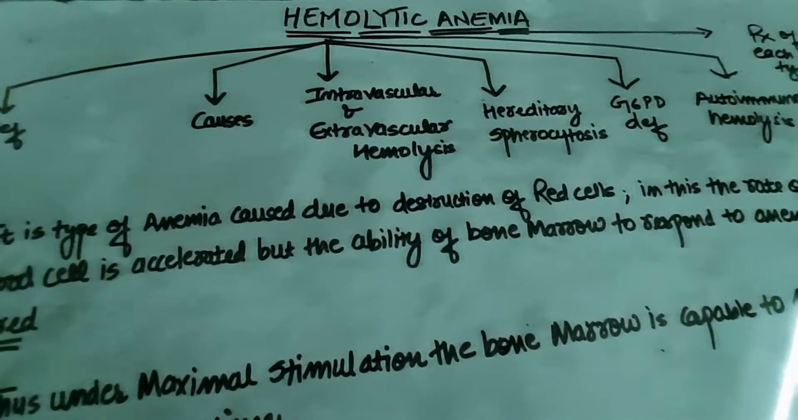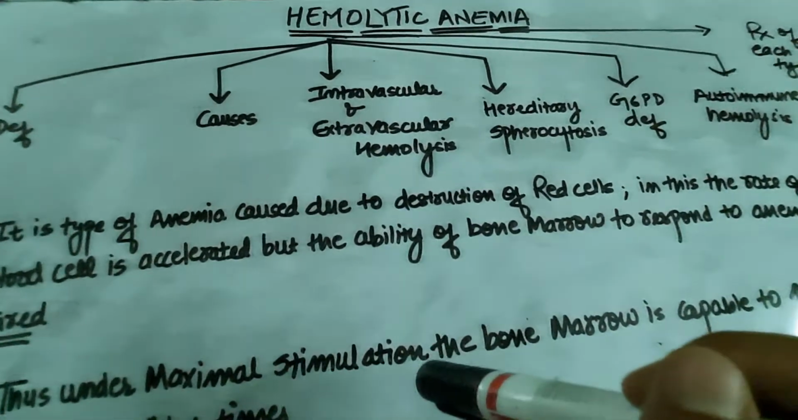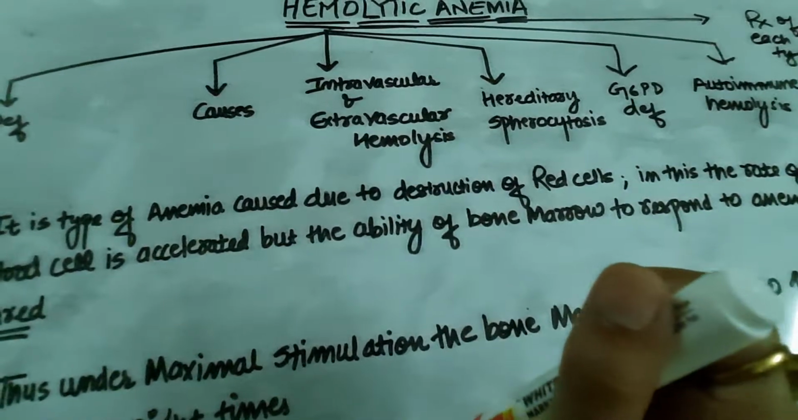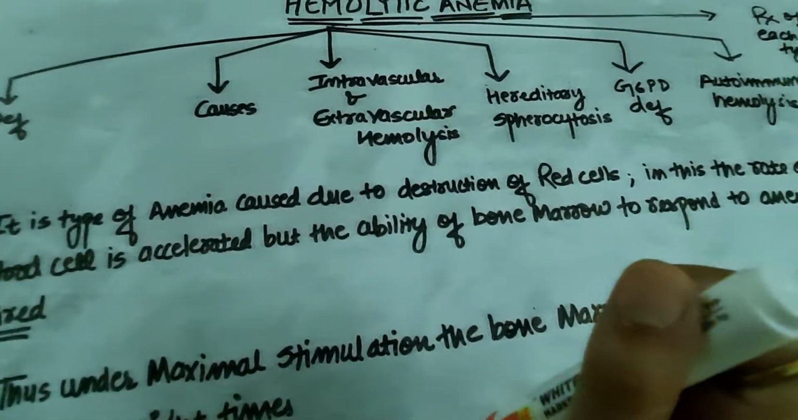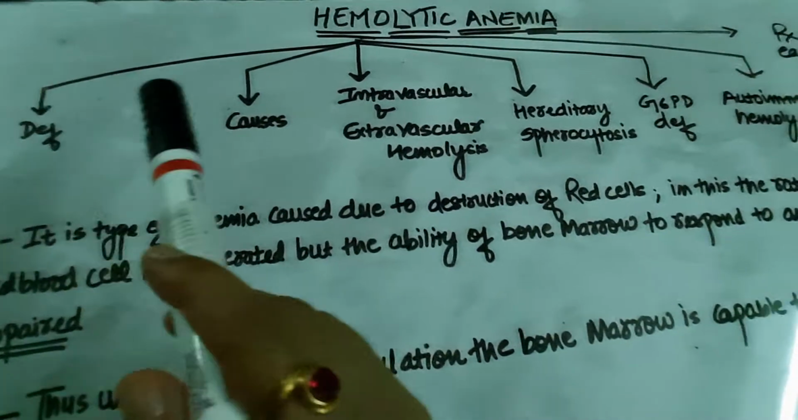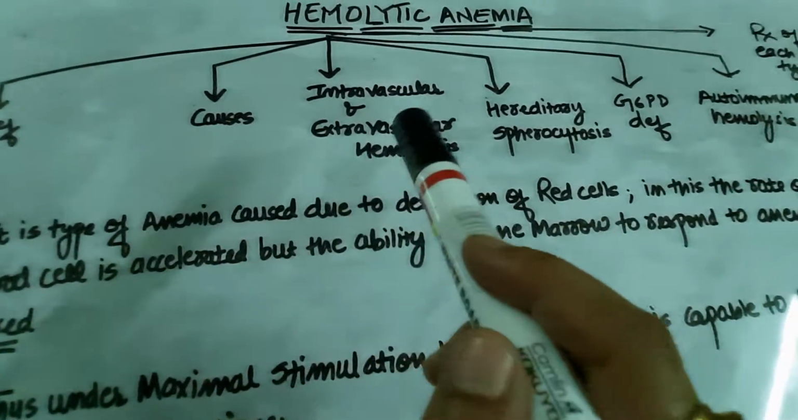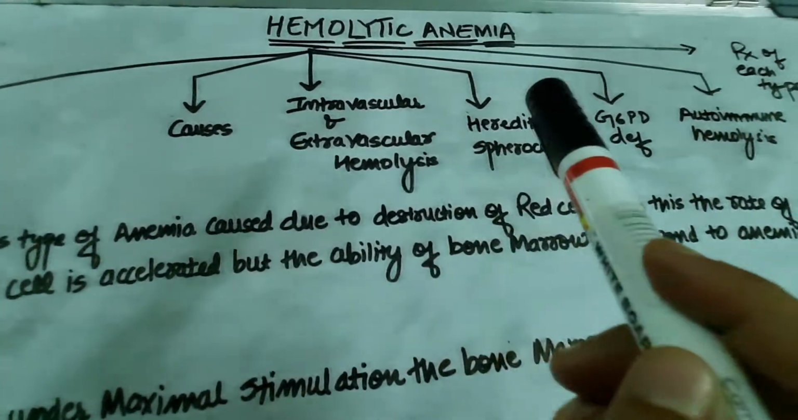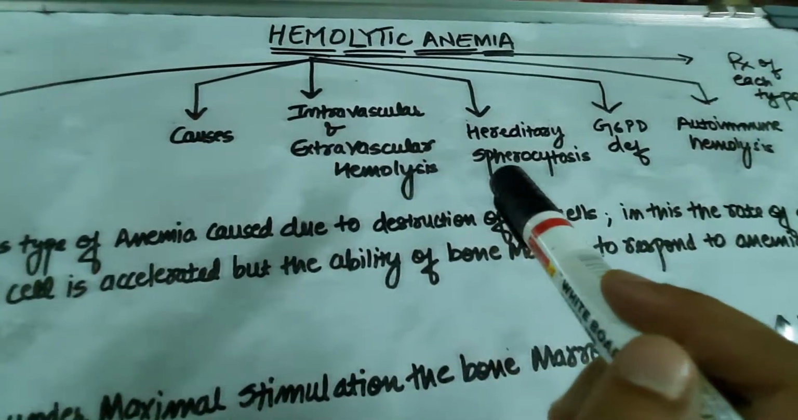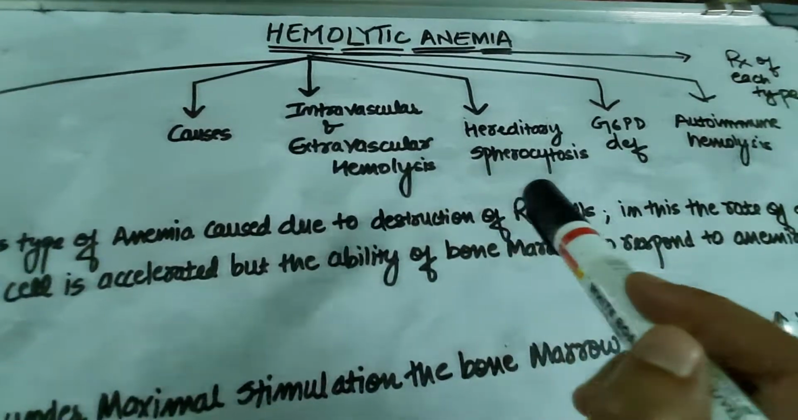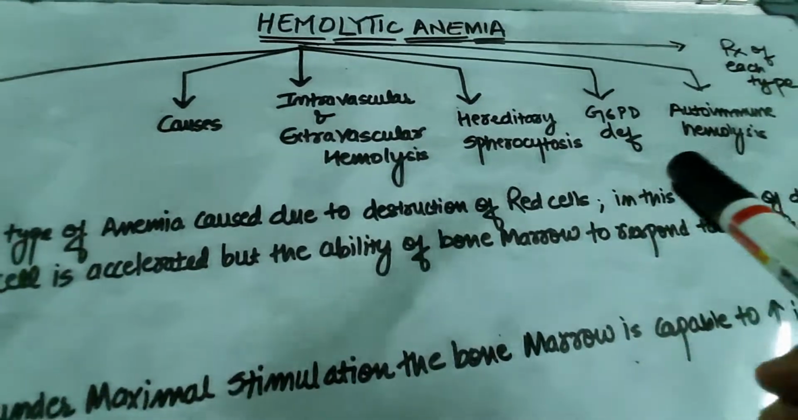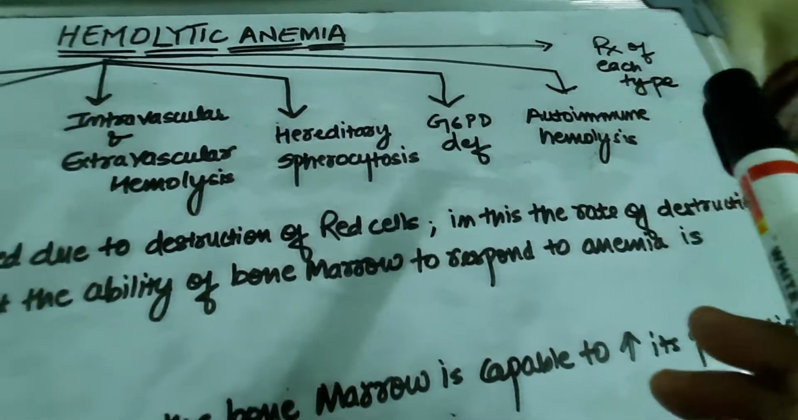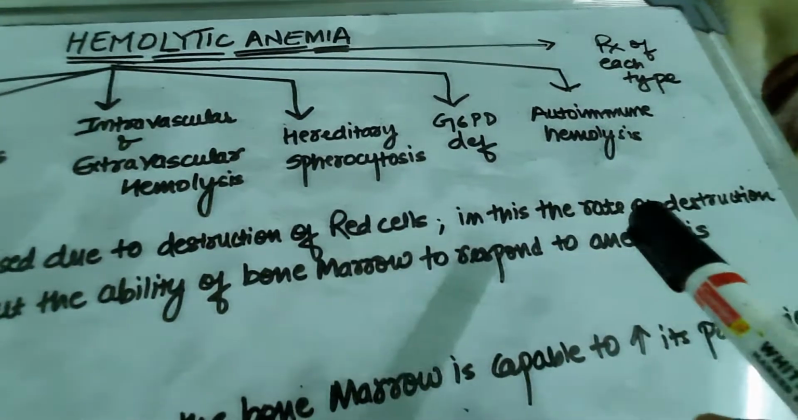Today we'll be having a short discussion on another type of anemia, which is hemolytic anemia. In this video, I will give you brief information on the definition, the causes, what is the difference between intravascular and extravascular hemolysis, the discussion on different types of hemolytic anemia, which are hereditary spherocytosis, G6PD deficiency, autoimmune hemolysis, and the treatment of each of these three types.